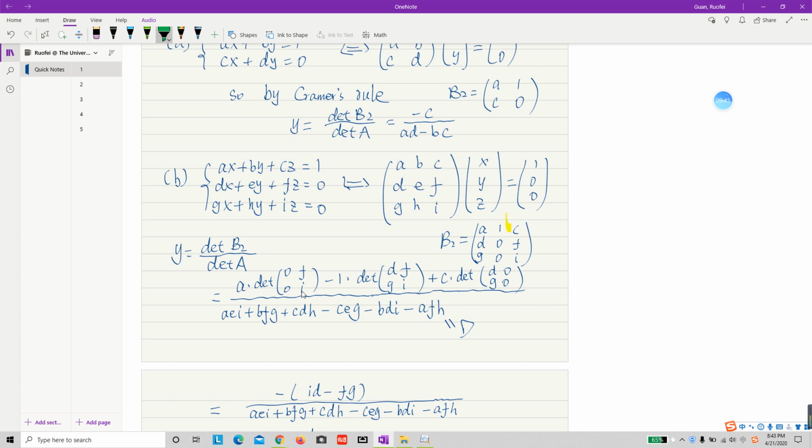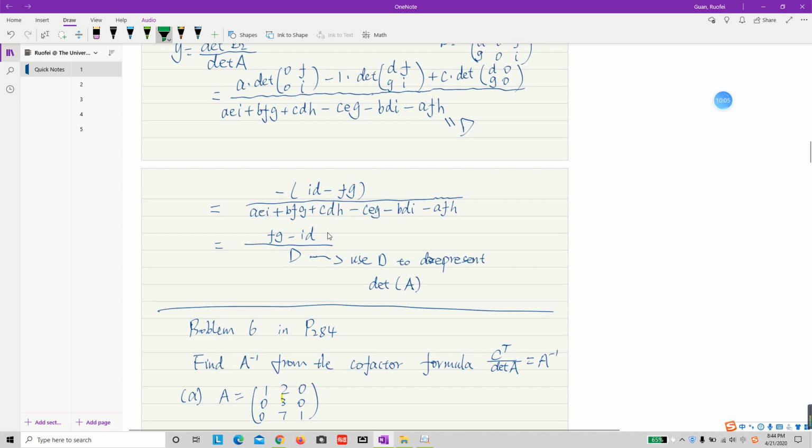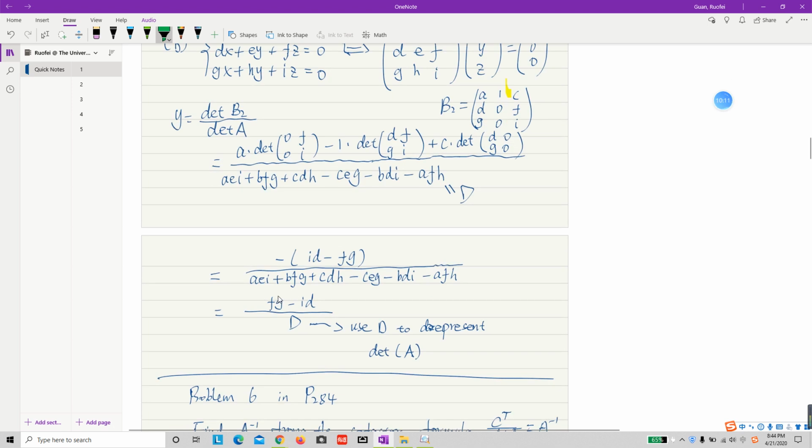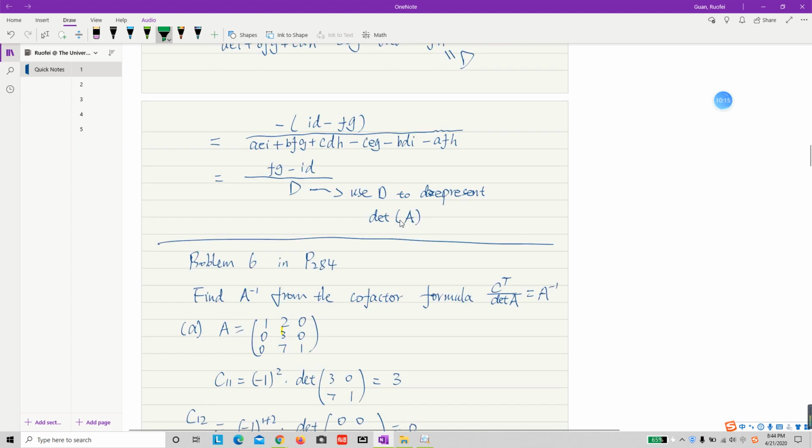Then y equals determinant B2 over determinant A, and you can compute determinant B2 by expanding the determinant along the first row. So it's a times cofactor C11 plus 1 times cofactor C12 plus c times cofactor C13. Here we use D to represent the determinant of A, and we get (fg minus id) over D.